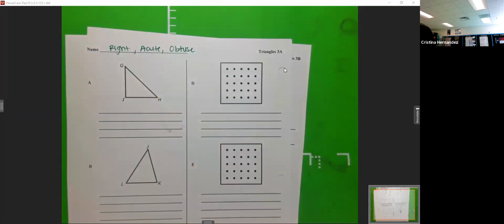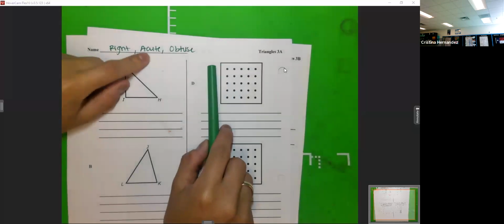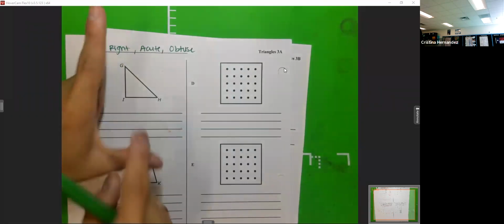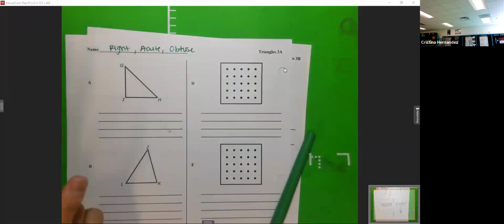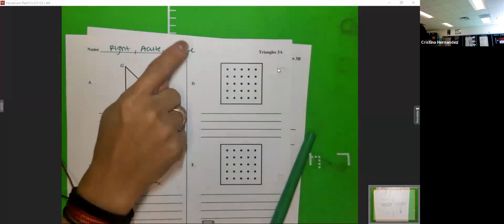An acute triangle has nothing but acute angles, so less than a right angle, smaller than this L. And then obtuse has one big fat angle that's wide open, past 90 degrees. So we're going to take a look at these triangles, and we're going to try to classify them as a right triangle, an acute triangle, or an obtuse triangle.